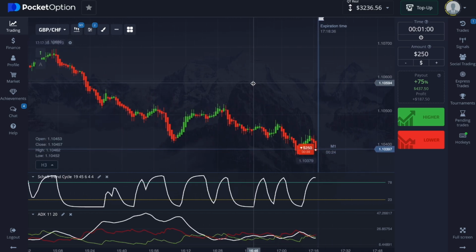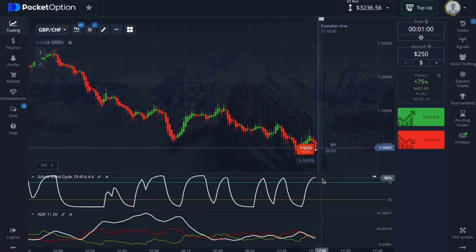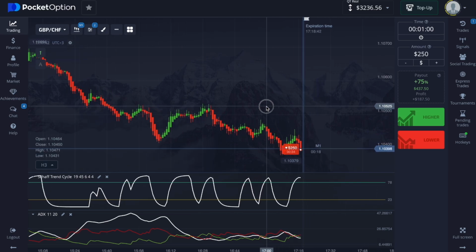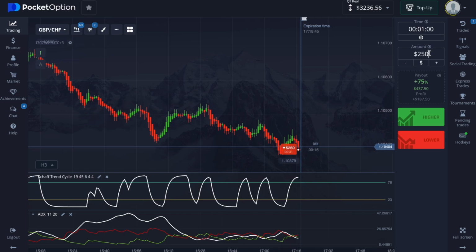However, I opened the trade a bit earlier than necessary. The trade should be opened when the white line crosses the danger zone on the 1 minute time frame. This is an important rule. Here, I increase the trade amount in case I need to work with a follow-up.